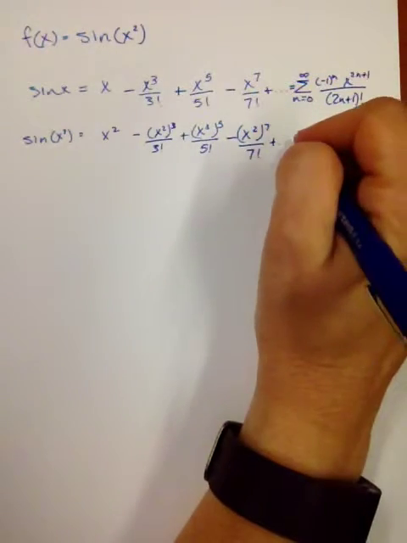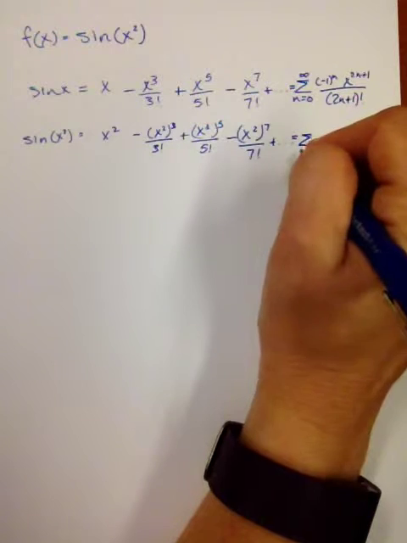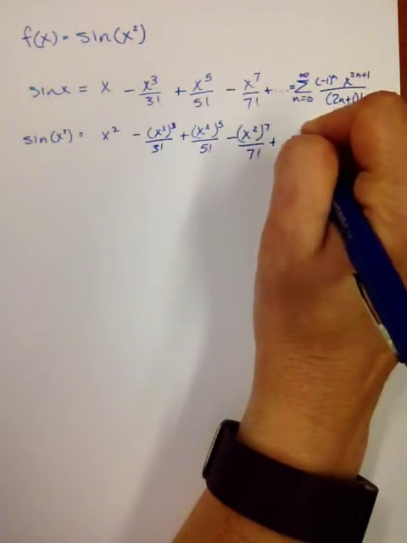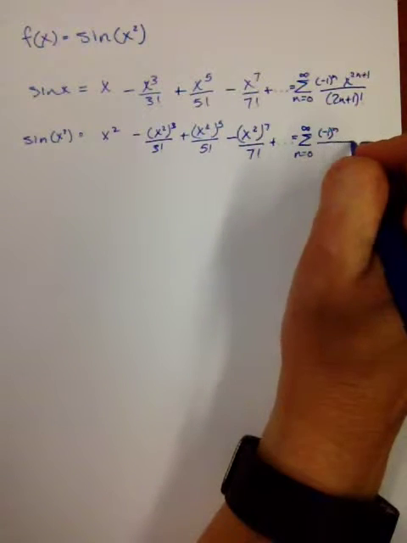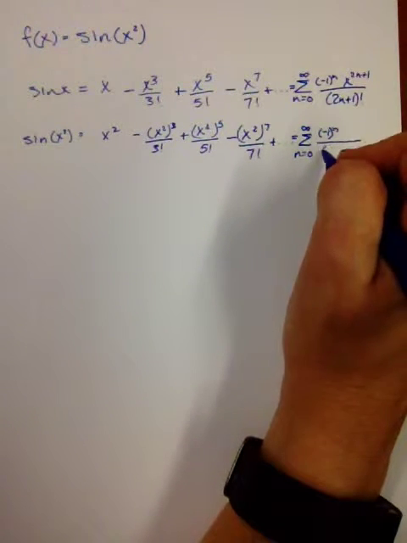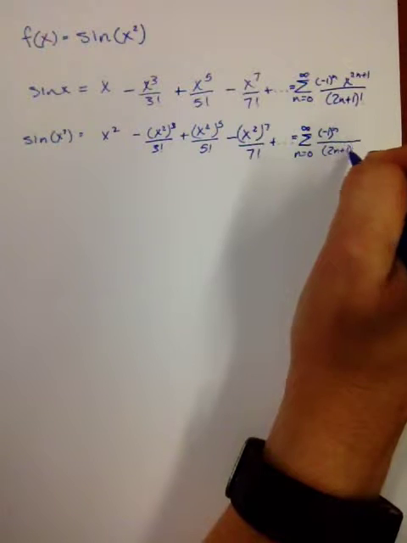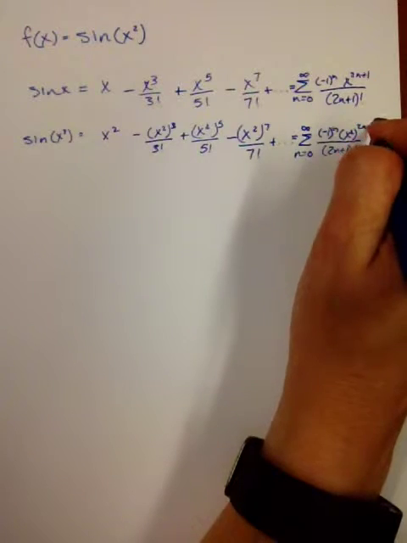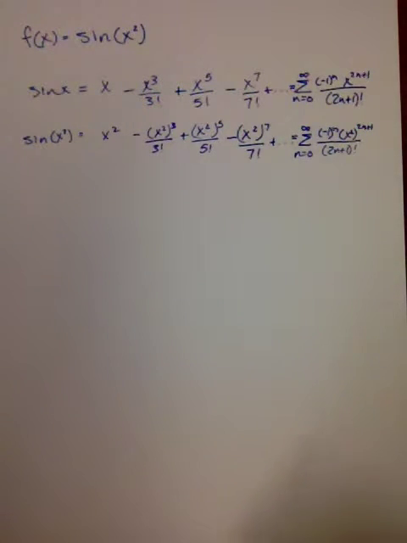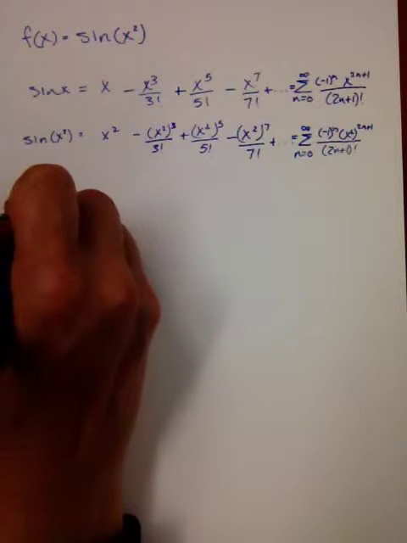I forgot my equal sign up there, and this equals the sum from n equals 0 to infinity, negative 1 to the n, that hasn't changed. My factorial hasn't changed, so 2n plus 1 factorial. But instead of an x, I'm going to substitute in my x squared to the 2n plus 1.